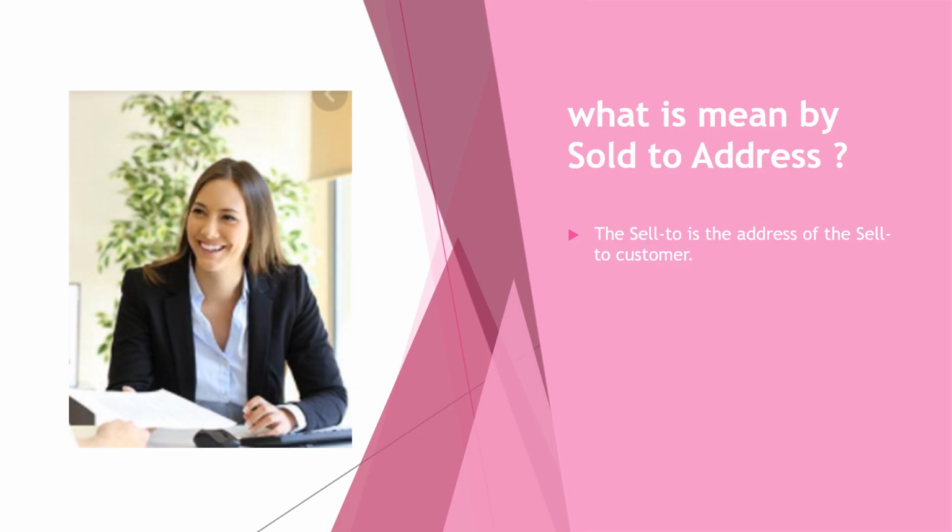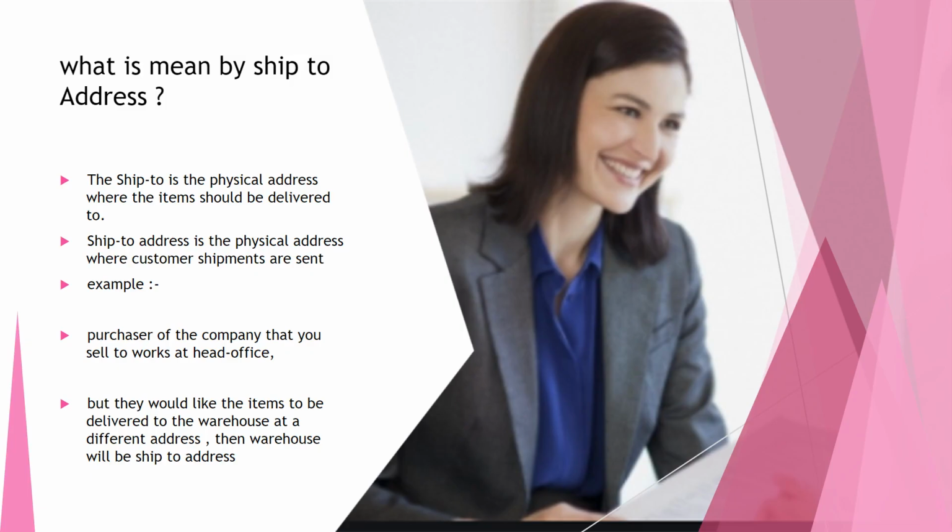What is meant by sold to address? The sell to is the address of the sell to customer. What is meant by ship to address? The ship to is the physical address where the items should be delivered to. Ship to address is the physical address where customer shipments are sent. Example: the purchaser of the company that you sell to works at head office, but they would like the items to be delivered to the warehouse at a different address.